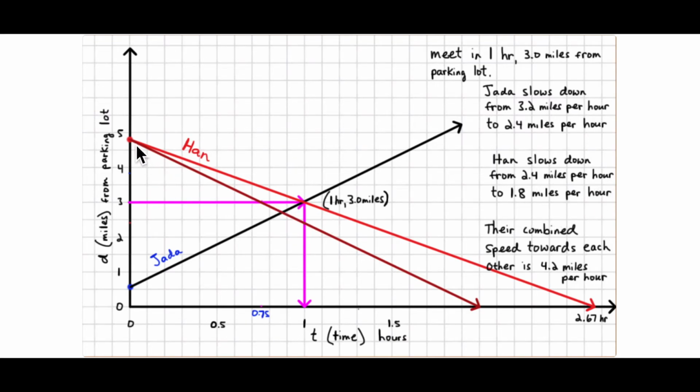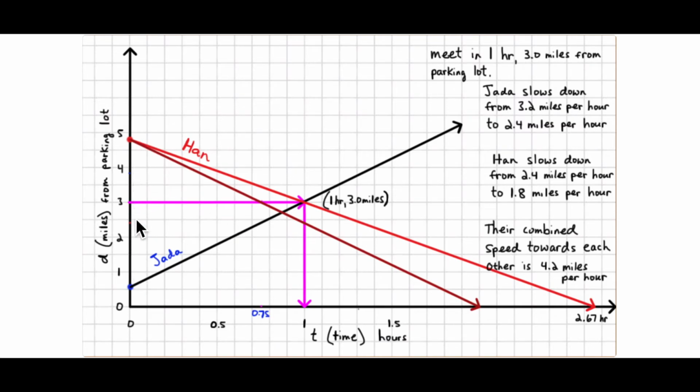Now notice their combined rates. They're walking towards each other at a combined rate of 4 2/10 miles per hour, because that's the distance that they're apart. Remember, Jada walks this 6/10 of a mile first. Now they are 4 2/10 miles apart, and they have to cover that distance in 1 hour. Well, 2 4/10 miles per hour, Jada's rate, plus Han's rate of 1 8/10 miles per hour, adds to the same 4 2/10 miles per hour. It has to make sense.